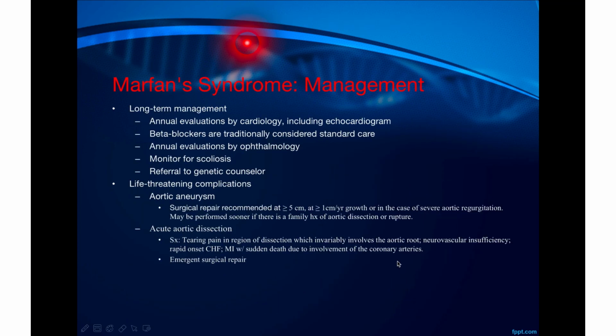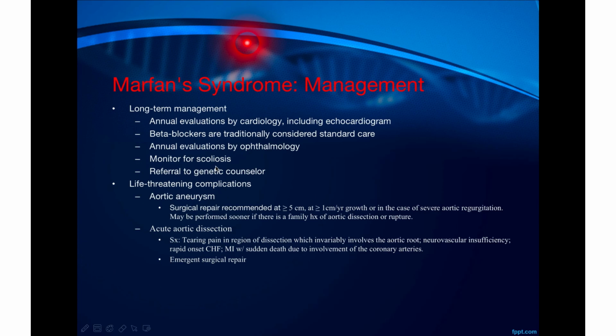And then management. Usually the management for Marfan includes preventative and surveillance annual examination by cardiology, including the echocardiogram. We're going to do this to make sure that the aortic root is normal and that the progression is stable. We're also going to give beta blockers, which are traditionally considered the standard for us to be able to reduce the risk of aortic dissection. Also, annual evaluation by ophthalmology, monitoring for scoliosis, and referral to a genetic counselor.